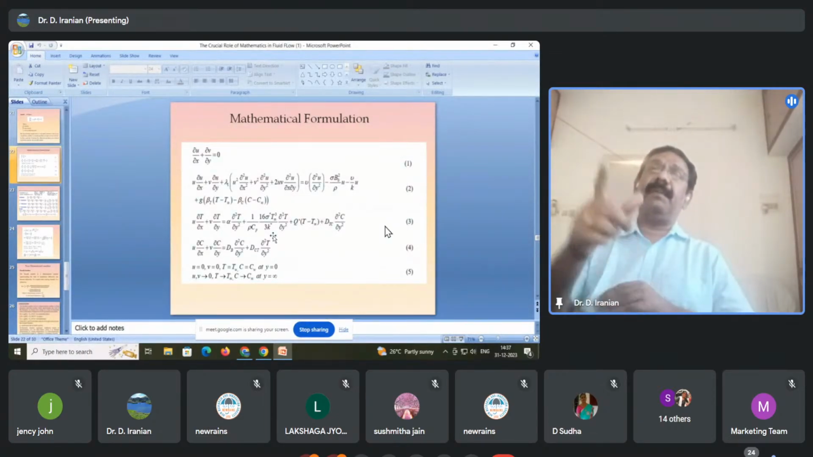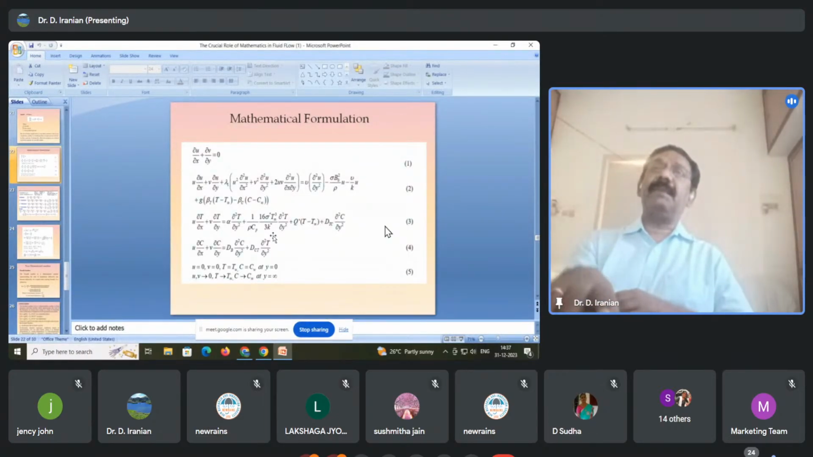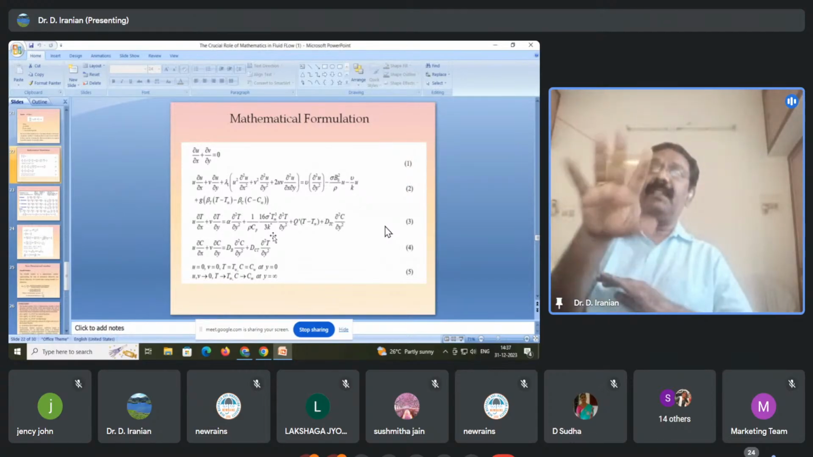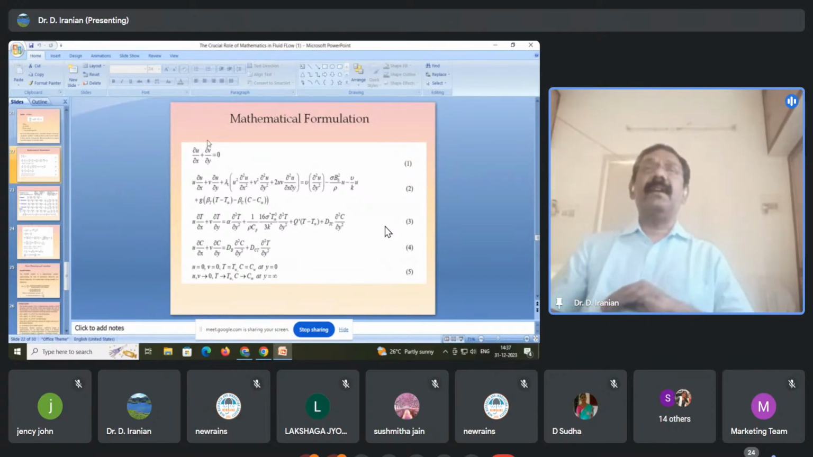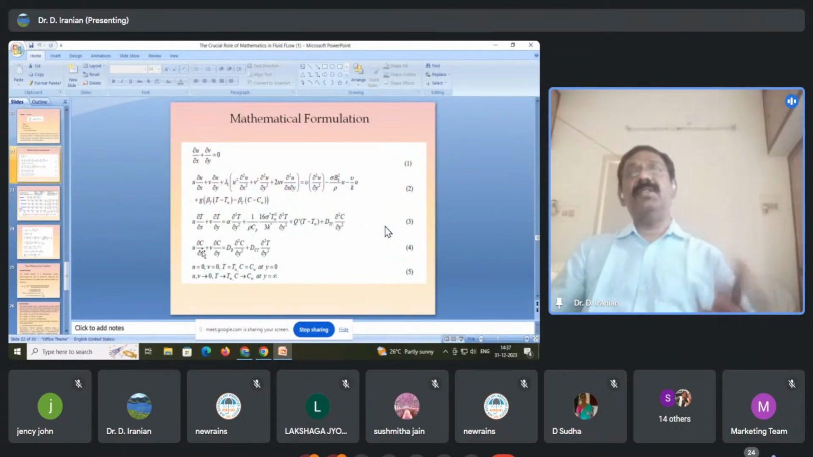It is actually my own paper. In this paper, I'm giving this as an example. This is the continuity equation, this is the momentum equation, the third one is the temperature or energy equation, and the fourth one is the concentration equation or mass equation. Here the third term in the second equation represents the name of the fluid.